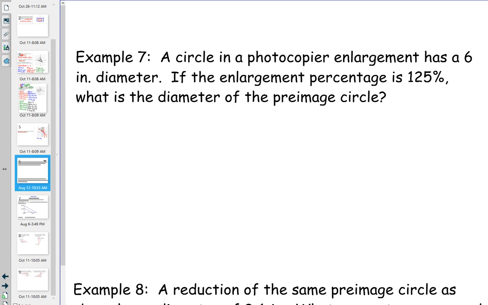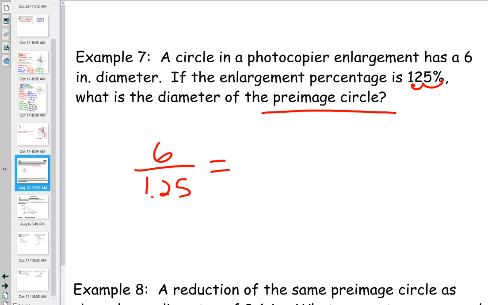A circle in a photocopier enlargement has a 6-inch diameter. If the enlargement percentage was 125, what is the diameter of the pre-image? So we're going backwards. We're going from image to pre-image. So if the photocopier made the circle bigger, originally the circle was smaller. So what should I do with that 125%? Divide it. But we're not going to divide by 125. We're going to divide by 1.25. When we turn the percentage into a decimal, we move it 2 to the left.